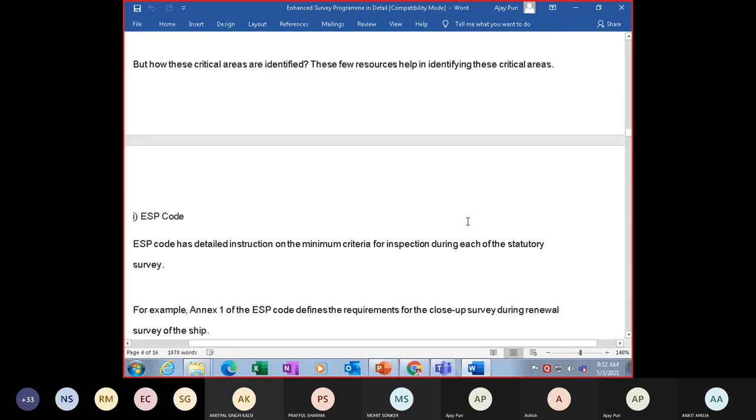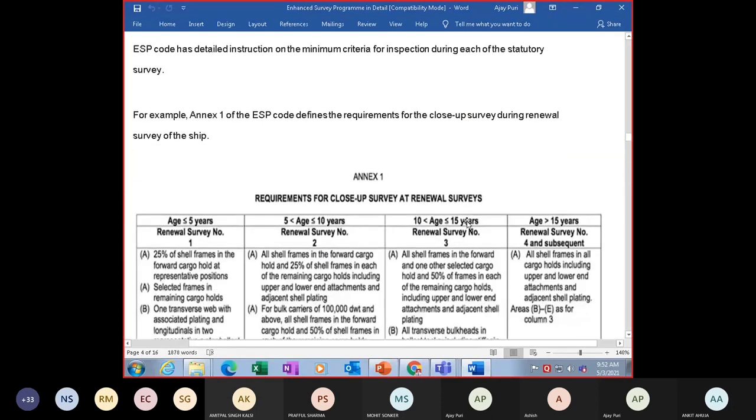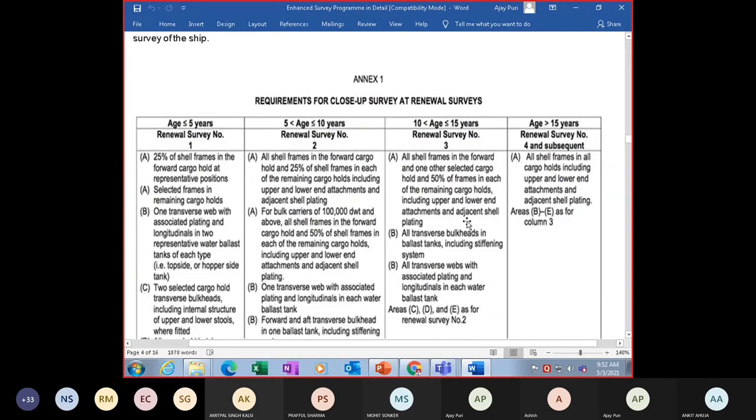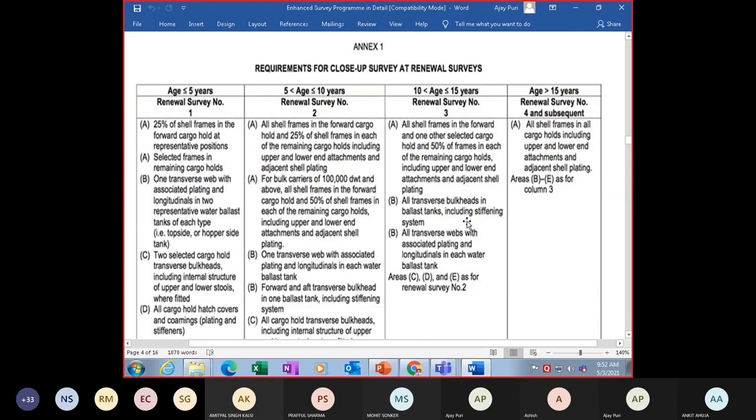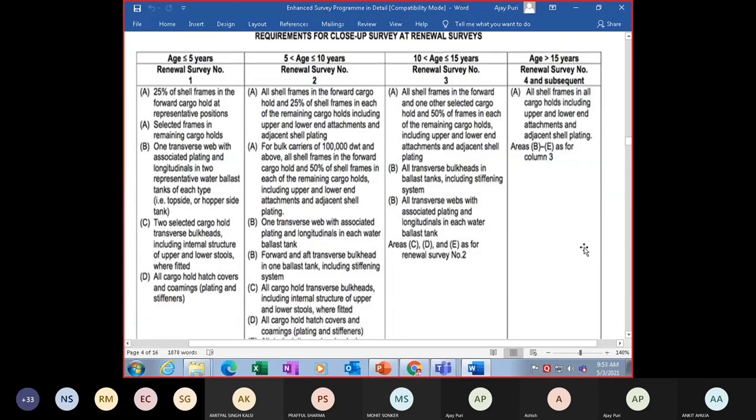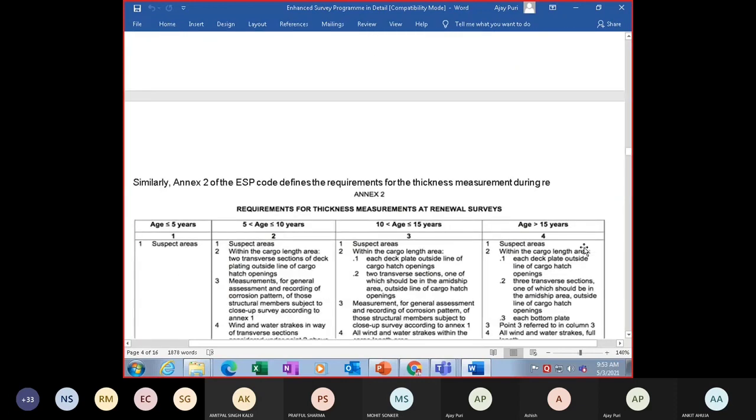So कौन से एरियाज होंगे? तो आपके जैसे ये पॉइंट्स आते हैं. सो क्लोजअप सर्वे आपका ए एंड बी है, टैंकर्स का अलग, बल्क कैरियर्स का अलग है. सो दिस इज लेस देन 5 years. ये सब आप पढ़ सकते हो, नेट से निकाल के आप पढ़ सकते हो. सो इसमें और डिटेल हो जाएगा. मोर देन 15 years में काफ़ी डिटेल पे आपके इंस्पेक्शन होंगे. तो ये सब आप डाटा आप निकाल सकते हो फ्रॉम योर नेट और एनी बुकलेट.